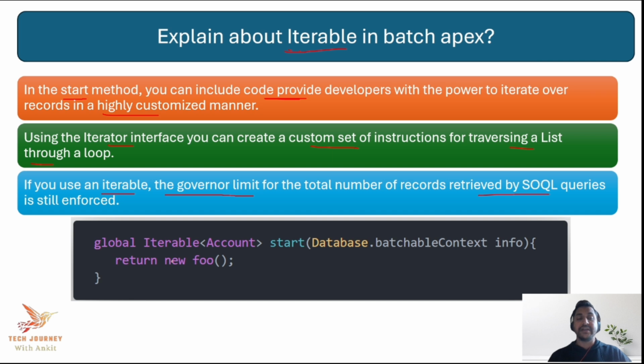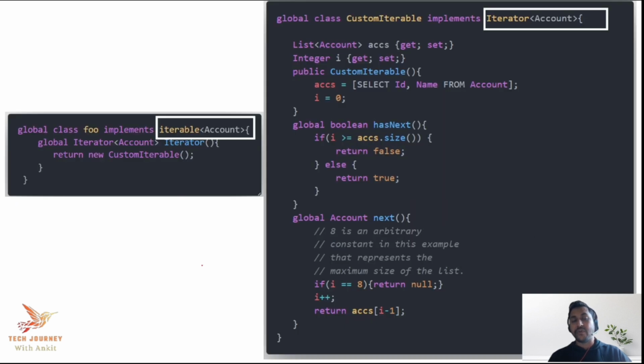So this is how the typical syntax of the iterable interface will look. Here the return type is Iterable, and what you have to return here is your iterable class. For example, in this scenario, this is my iterable class, and I am returning the instance of the iterable class. Now, how to implement this iterable class? I have put some snippet here for your reference.